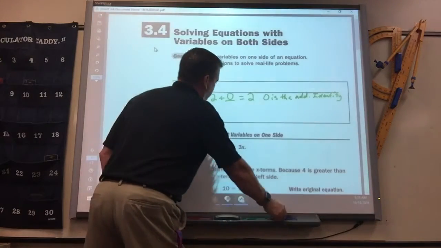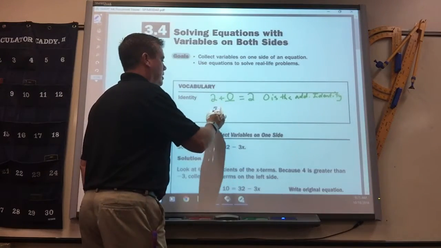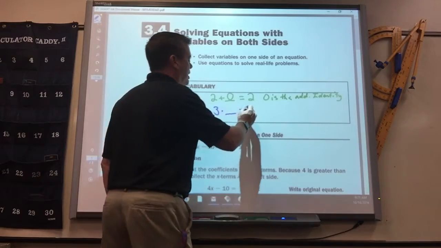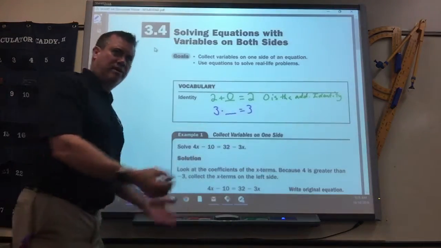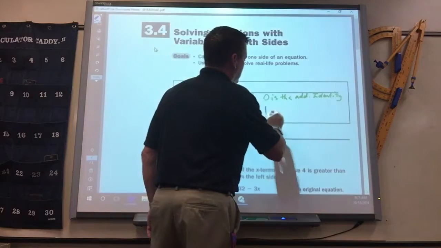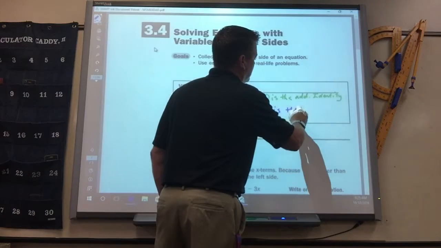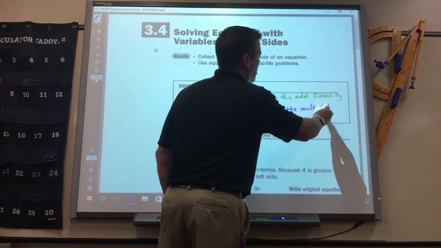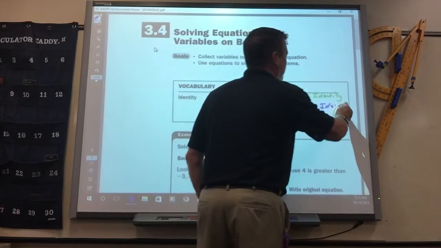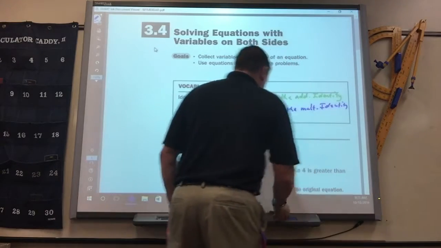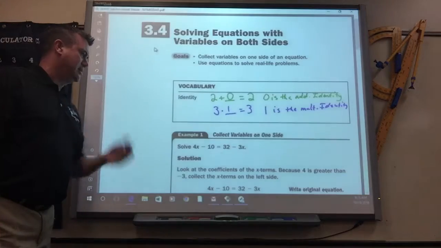And if you multiply 3 times something and you don't want to change what it is, 1. So 1 is the multiplicative identity. So identity just doesn't change what it is.